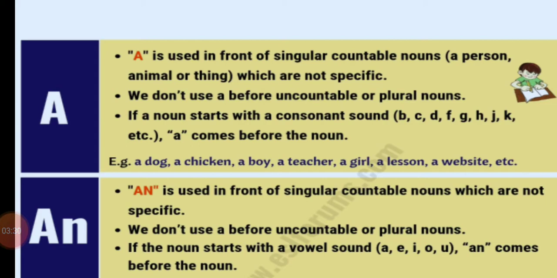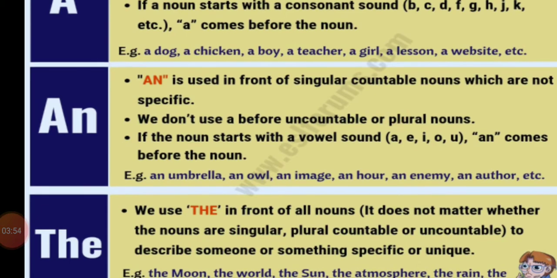Third one is, if a noun starts with a consonant, we can use a before that. As we know, we can use an before the vowels. We know that our alphabets are divided into two parts, vowels and consonants. There are 5 vowels, A, E, I, O, U. Okay, you all know it is A, E, I, O, U. These are 5 vowels, and whichever word is going to start with these 5 vowels, in front of that we have to use an. And the rest 21 alphabets are called consonants.